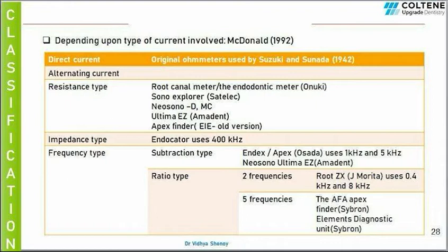This is a classification of electronic apex locators given by MacDonald. He classified electronic apex locators based on the type of current involved, that is direct current and alternating current. Under the alternating current, there are three types of apex locators, that is resistance type, impedance type and frequency type. The examples for each type are given in the table.